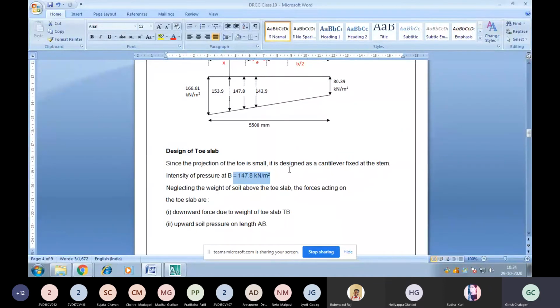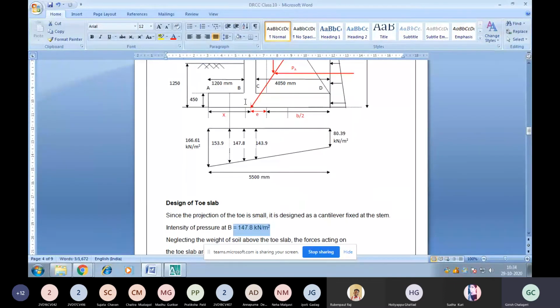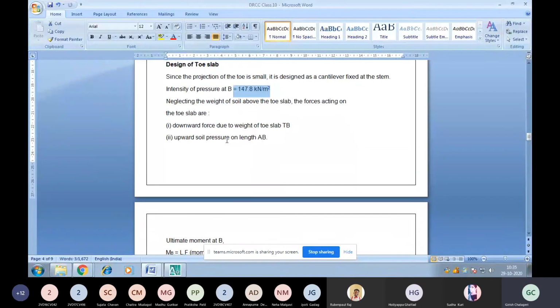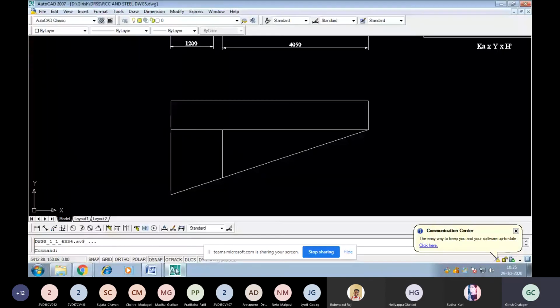Since the projection of the toe is too small, it is designed as a cantilever from the stem, assuming it is fixed at this point. So 1.2 meters. The downward force is due to the weight of the toe slab, and the upward pressure is due to the pressure along length AB. The ultimate moment will be, we take 1.5 as the load factor of safety. 147 is the uplift pressure at the bottom, into 1.2 divided by 2, since I am taking it as a cantilever. This 147, like this, we can see here.